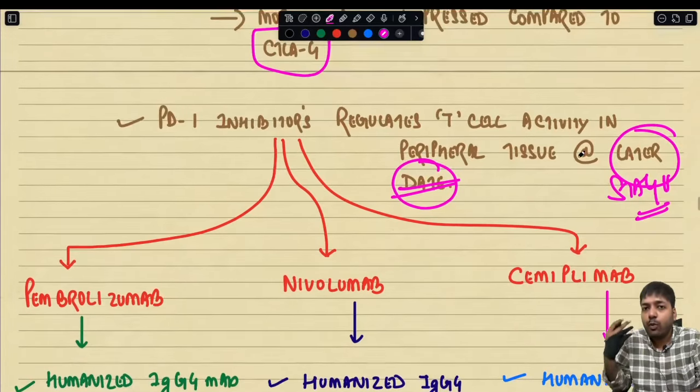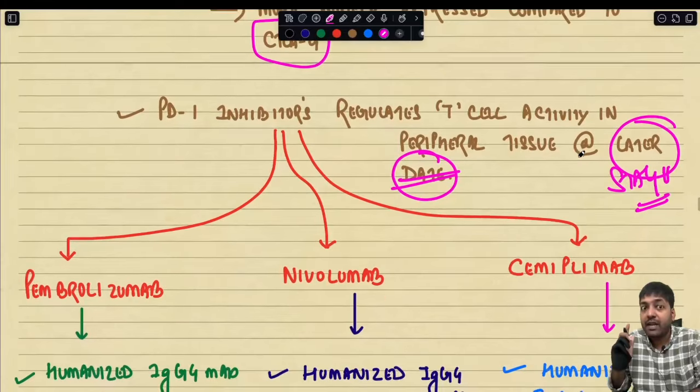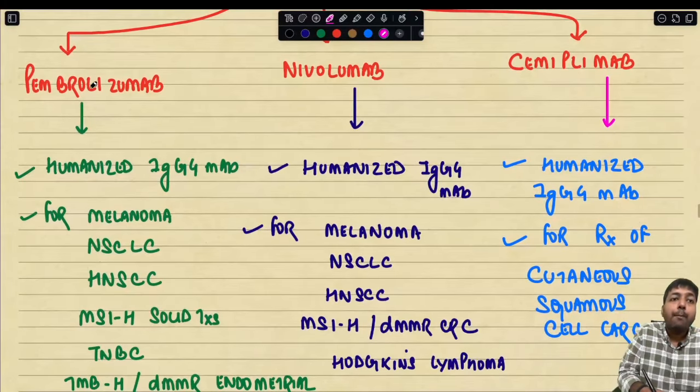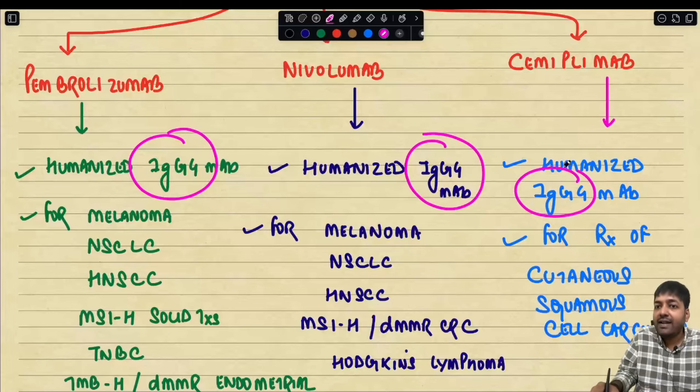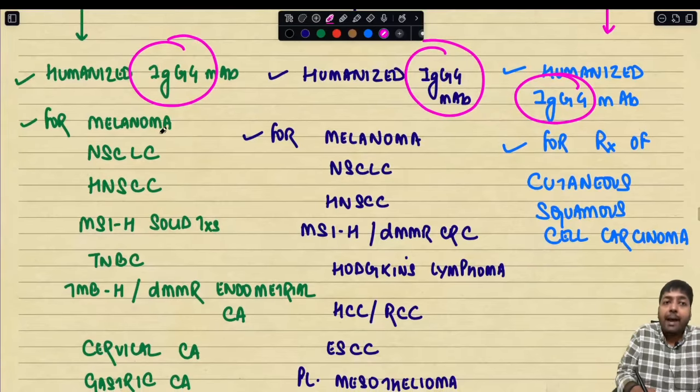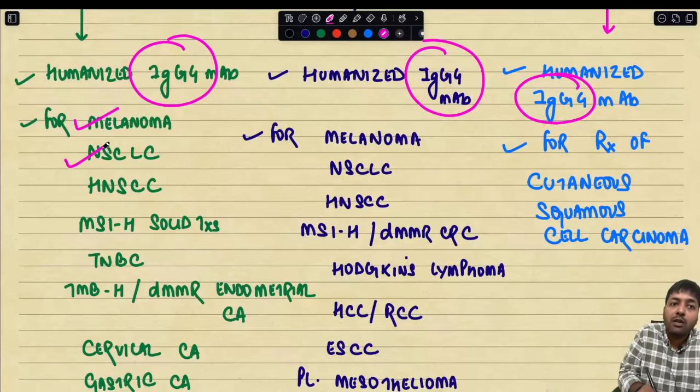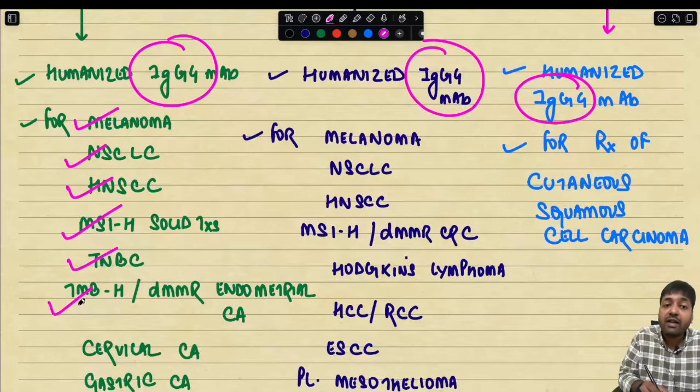Now what are the group of drugs under the heading of PD-1 receptor inhibitors? It includes pembrolizumab, nivolumab, cemiplimab. All of them are humanized IgG4 monoclonal antibodies. Now pembrolizumab is approved for the treatment of melanoma, non-small cell lung carcinoma, head and neck squamous cell carcinoma, MSI-H solid tumors, where MSI-H means microsatellite instability high, and triple negative breast carcinoma. TMB-H means tumor mutation burden high, or defective mismatch repair protein associated endometrial carcinoma, cervical carcinoma, and late stage gastric carcinoma.